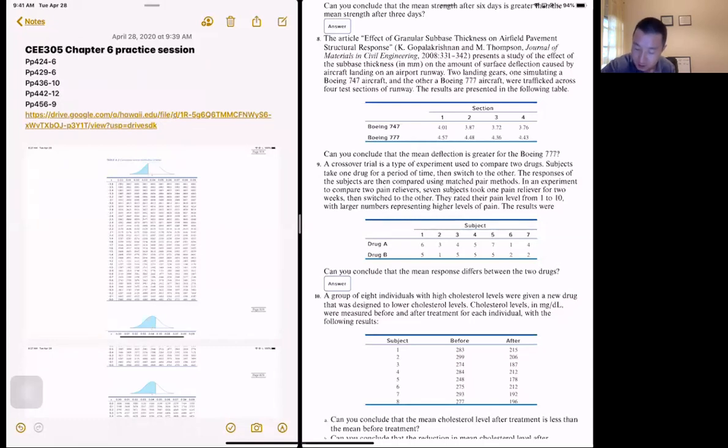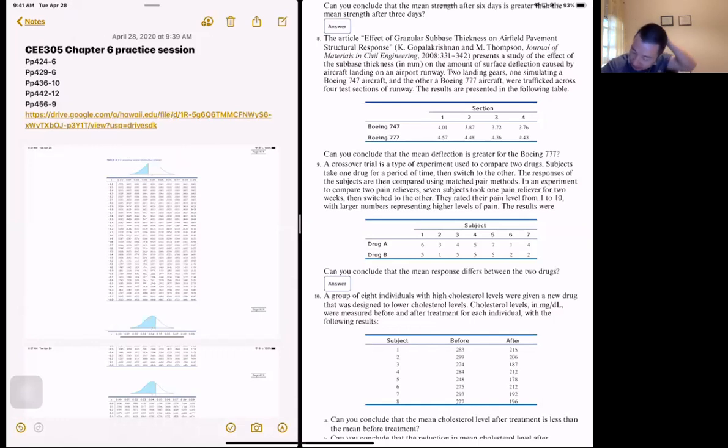Okay. So in our experiment to compare two pain relievers, we have 7 subjects. So 7 subjects took one pain reliever for 2 weeks and then switched to another drug. And then they rate their pain level from 1 to 10, with a larger number representing a higher level of pain. And here the table shows the result. So we have 7 patients taking 2 types of drugs and rating the pain levels.